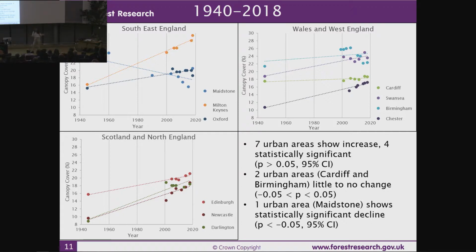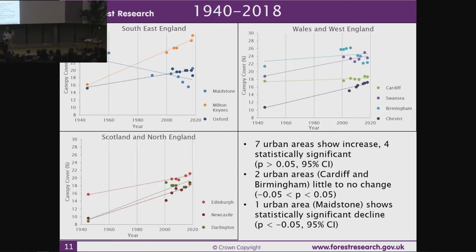Okay, so I don't know about you, but to me, this all looks like a pretty happy picture. We've got quite a lot of upward trends over here. So out of the 10 cities that we studied, 7 of the cities did actually show increasing canopy cover, 4 of which were statistically significant. This included Milton Keynes, Newcastle, Darlington, and Chester.